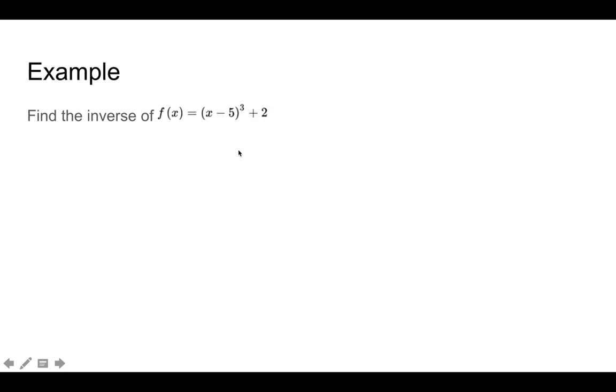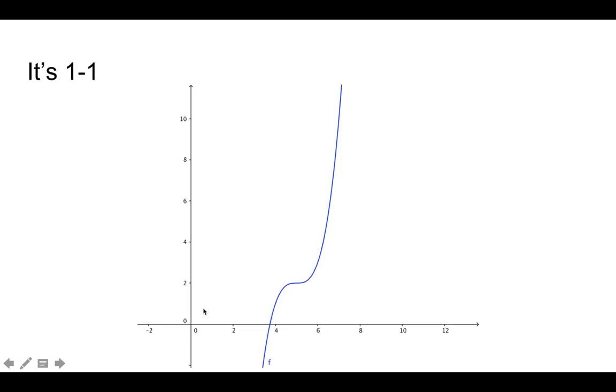Okay, an example. We've got this function. F of x is (x minus 5) cubed plus 2. Before we try to find the inverse, we should make sure this is in fact a one-to-one function. Hey, we know how to graph that. That's just x cubed shifted 5 to the right and up 2. Over 5, up 2, there's our graph. That is in fact a one-to-one function. It passes both horizontal and vertical line tests.